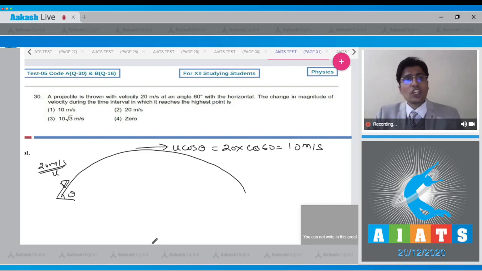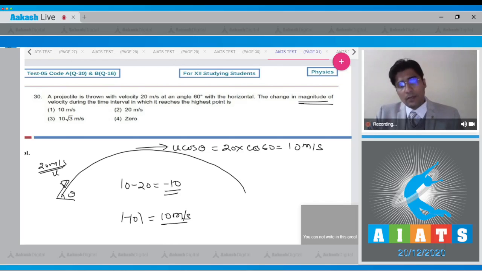We have to find out the change in the magnitude only. So the change in magnitude will be 10 minus 20, that is minus 10. Moreover, it is given that we have to find the magnitude of velocity, and this can be represented in positive terms as mod of minus 10, that is 10 meter per second. And hence for this question, dear student, the correct answer should be option number 1. I hope you understood the solution. Now let us move to the next question.